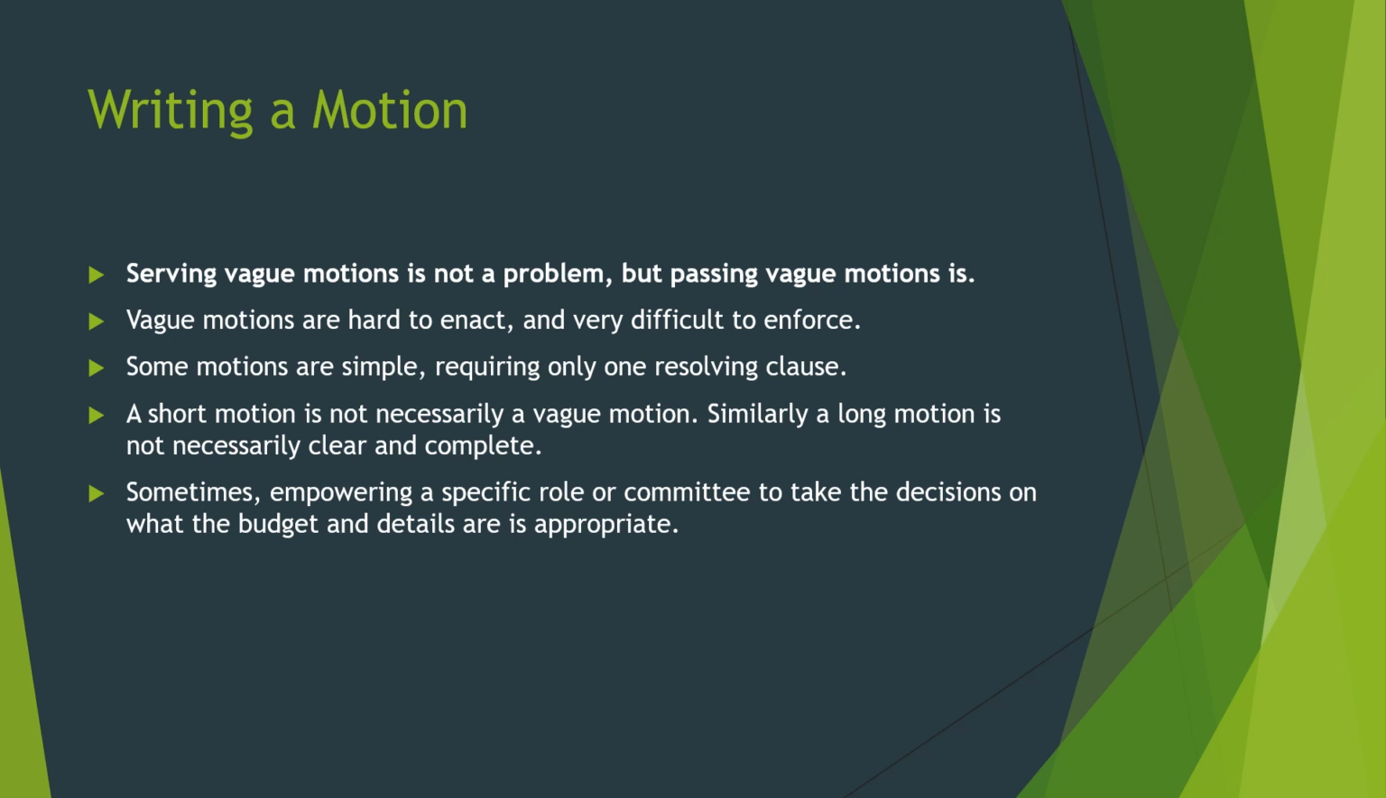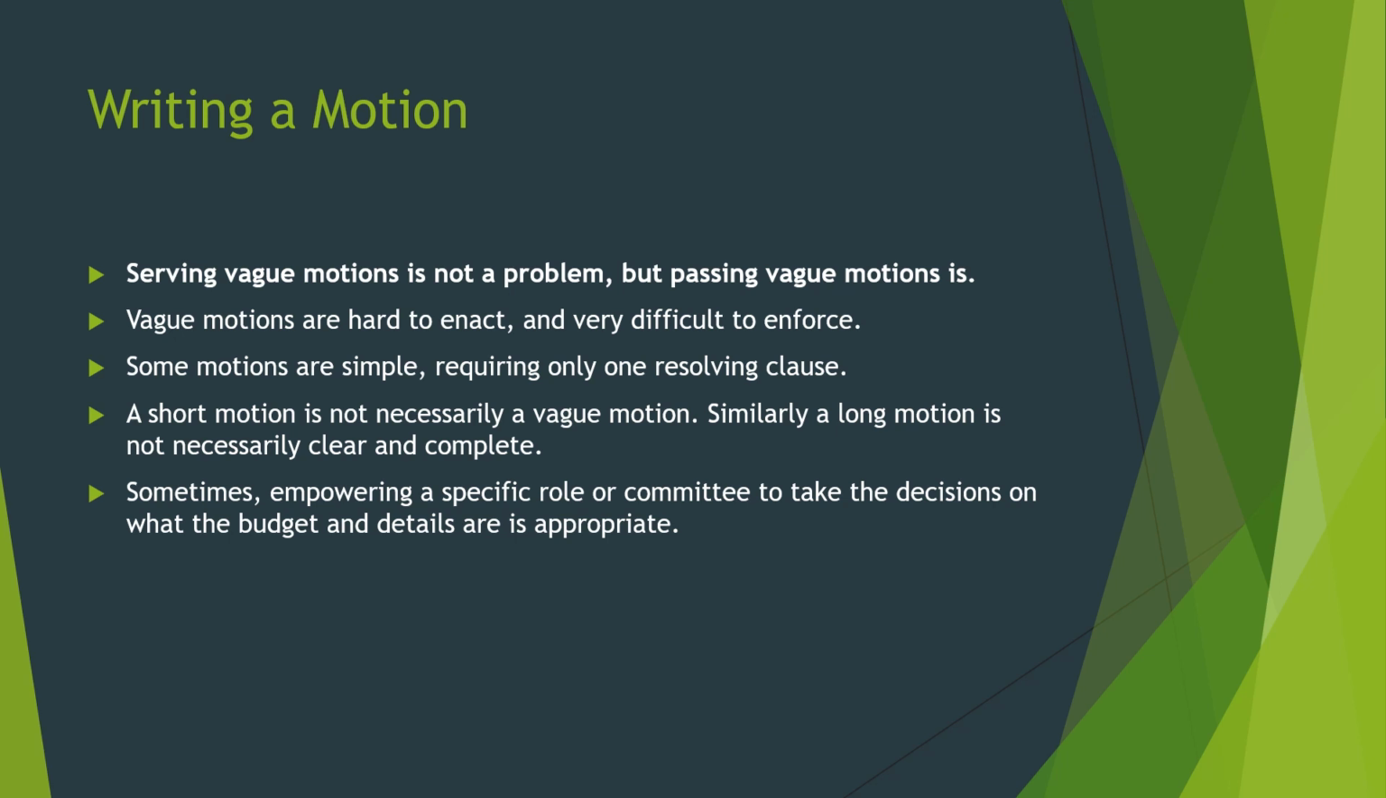When considering option 1, writing a vague motion, and option 2, writing a clear and complete motion, one can see that option 1 has a lot less detail and really presents an idea without all of the ways in which you're going to enact that idea. This can be advantageous in some situations where you want to introduce a topic for discussion, you want to find a solution, but the individual steps that you need to follow may not be worked out yet. Serving a motion that's vague is not a problem, but passing a motion that's vague is a problem. Vague motions are hard to enact and they're very difficult to enforce.